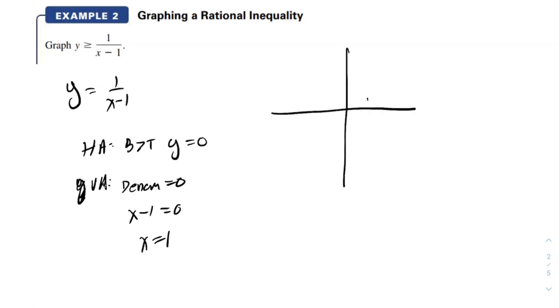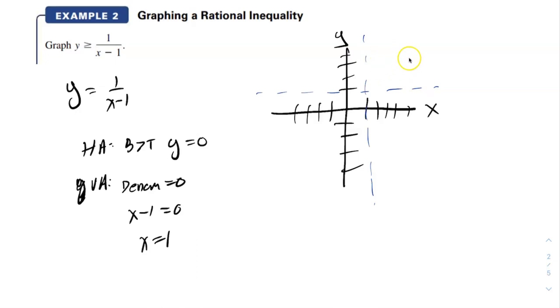So here's my equation. We have a horizontal asymptote at y equals 0, right here, and a vertical asymptote at x equals 1. Remember, this is a positive, so my graph is going to be on the top right side. It's going to look kind of like this. Now it is a solid line, because it's equal to. And it's also going to be here, like that.